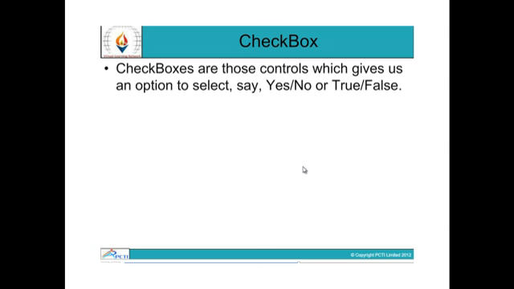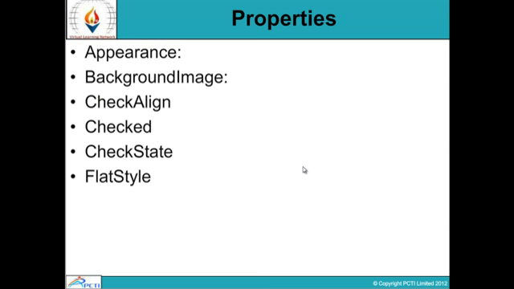Now come checkboxes. Checkboxes are controls which give us an option to select, or to say yes or no, or true or false. Sometimes during interface development we want such controls in which the user or respondent has to answer in only two words. It could be yes, no, true, or false. In that scenario, a checkbox acts as an important tool.